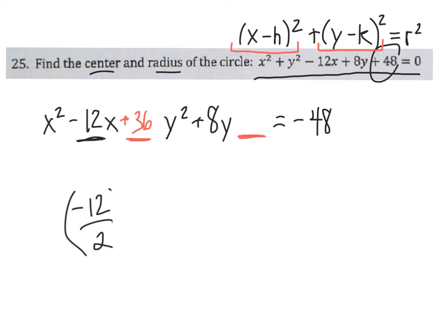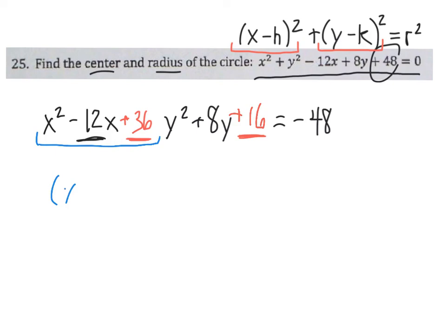For the other one, I'm going to take that positive 8 divided by 2 and square it, which is going to give me positive 16. I'll write positive 16. Now I can take each of these expressions and factor them. So this is going to turn into (x minus 6) squared. This one's going to turn into (y plus 4) squared.